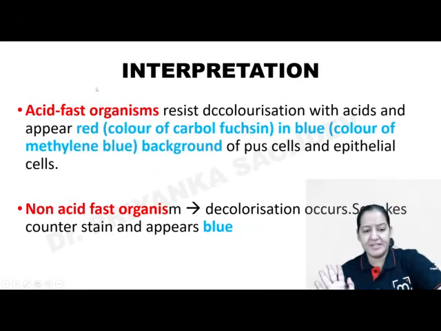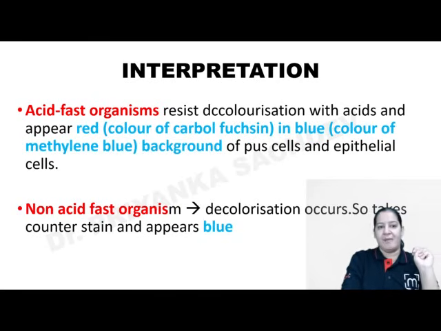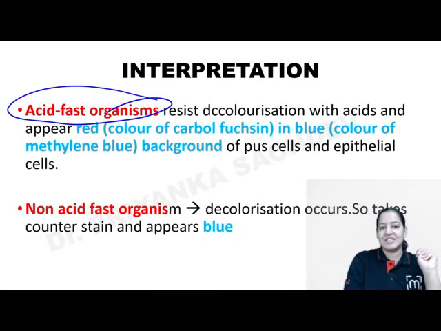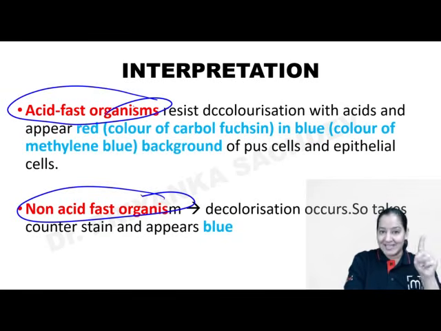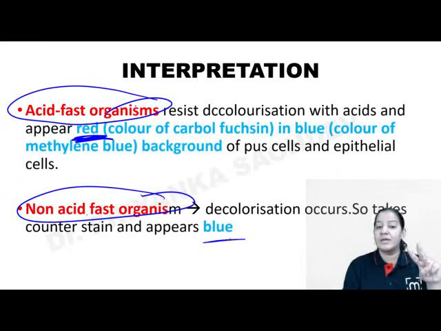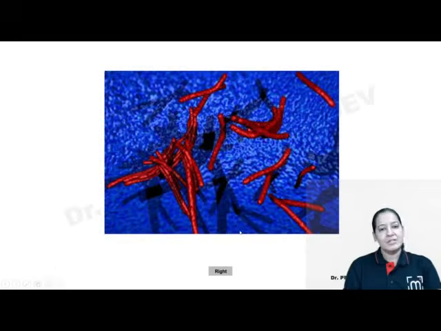Now, in the interpretation, we have already seen the two types of bacteria: acid fast and non-acid fast. The acid fast retain the primary stain. They are red in color. And the non-acid fast retain the color of the counter stain. That is, they are blue in color. So we have seen that.